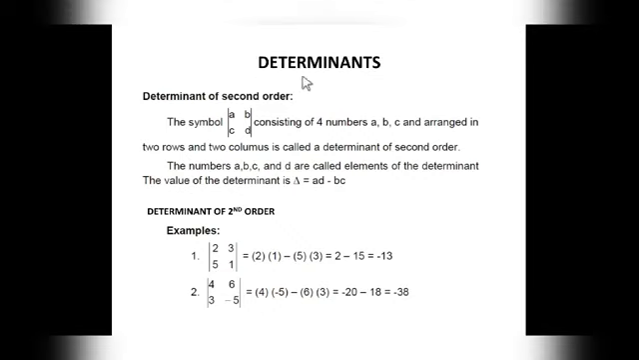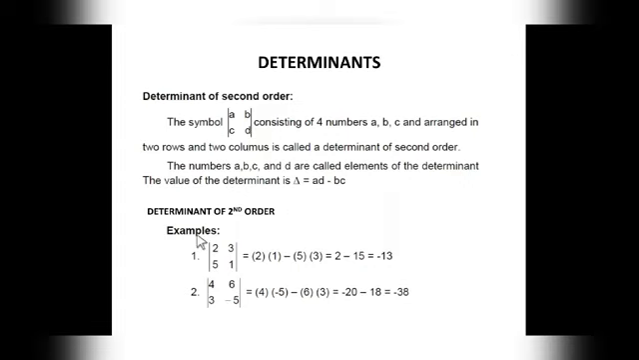Now, determinants. A determinant is the fixed value associated with any matrix. Determinant of second order. I have taken here the general form of the determinant of order 2. Now, the value of this determinant is AD minus BC. This will give the value of the second order determinant.